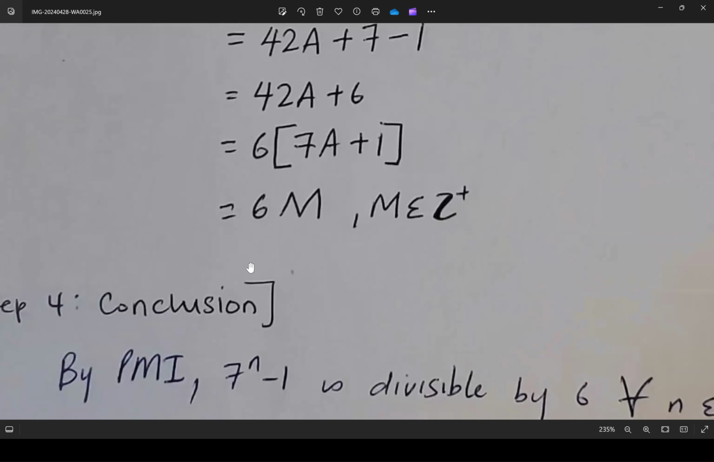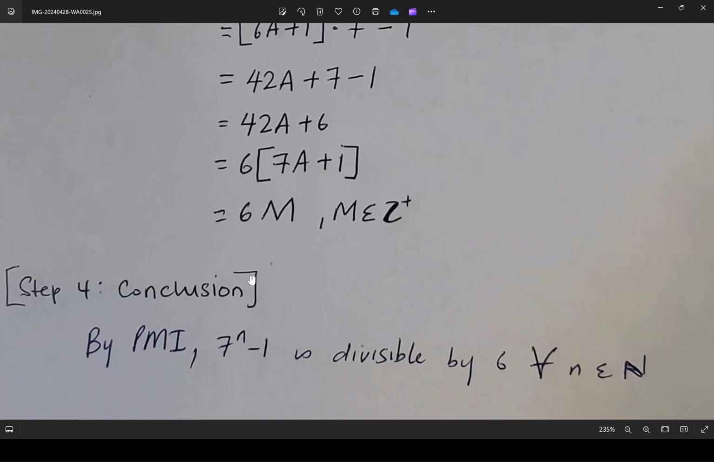And now the final step is to have the conclusion. The conclusion is literally a mark that you need to have. So if you end it here, you don't get all the full marks. You need to have the conclusion, which says, by the principle of mathematical induction, 7 to the n minus 1 is divisible by 6 for all n in the set of natural numbers.